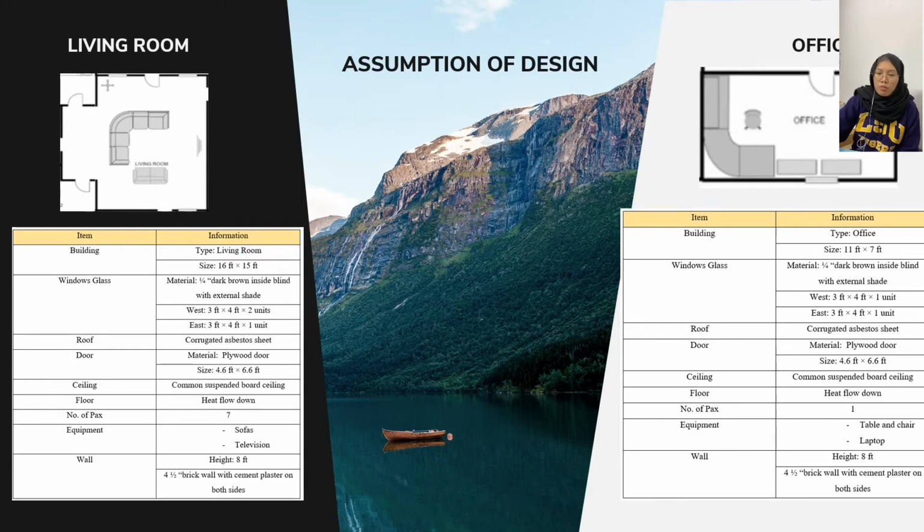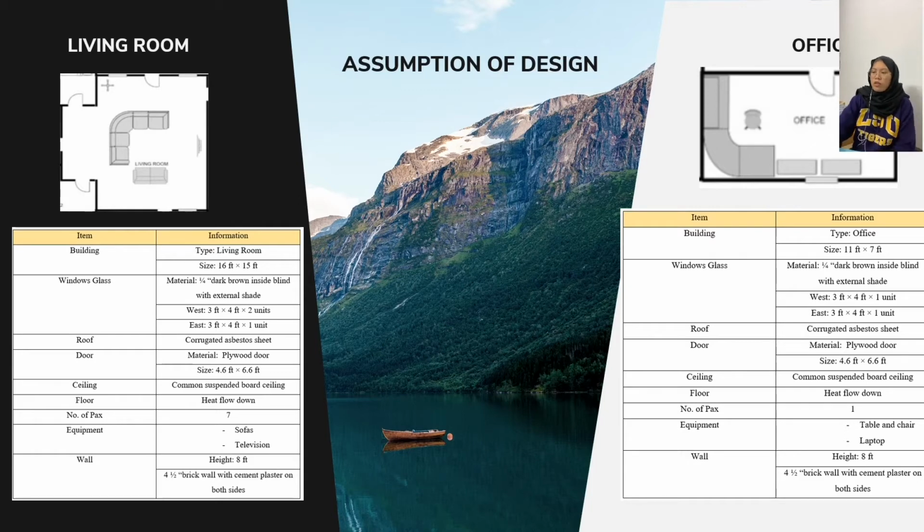For the living room, the size is 16 feet times 15 feet. The number of packs in this living room is 7%. The equipment in this living room is a sofa and television.